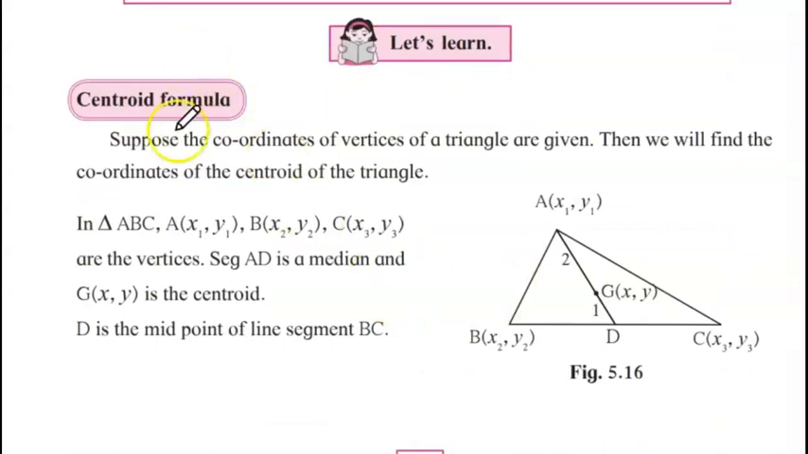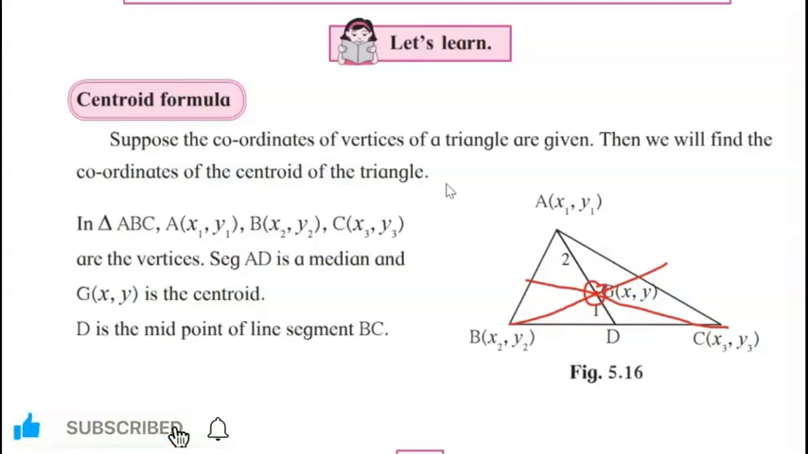Centroid formula. Okay, suppose the coordinates of vertices of a triangle are given, then we will find the coordinates of the centroid of the triangle. Centroid means what? Suppose if you consider that triangle ABC is a vertex and AD is the median. If we draw another median, then it is like this, and third median. Okay, all these medians intersect at a point. That point is called the centroid of the triangle. Then we will find out its coordinates.